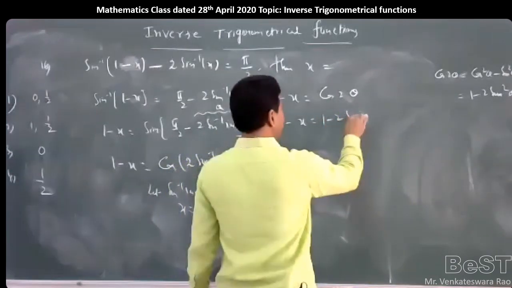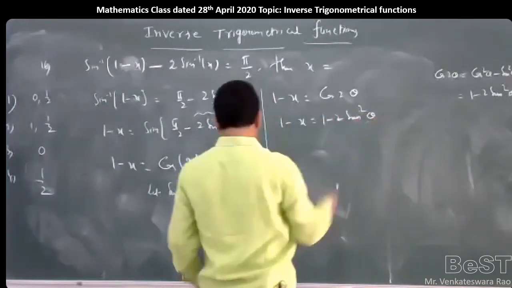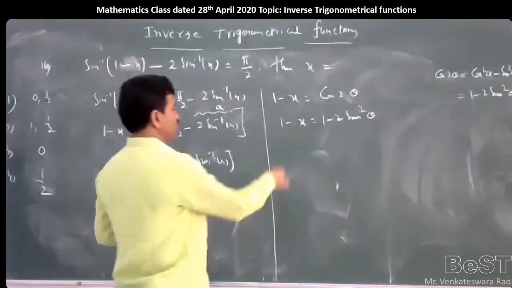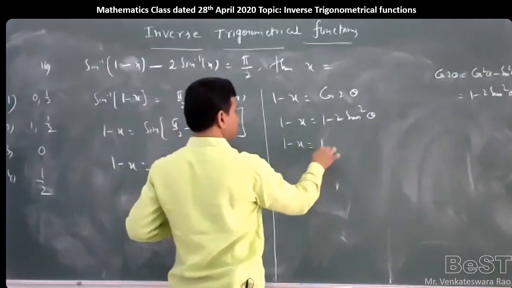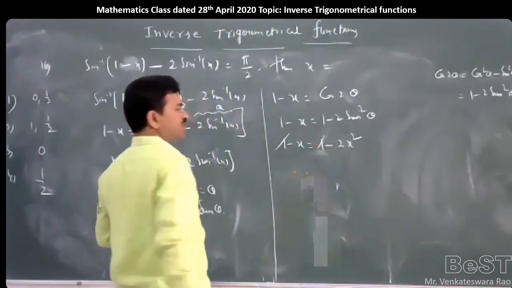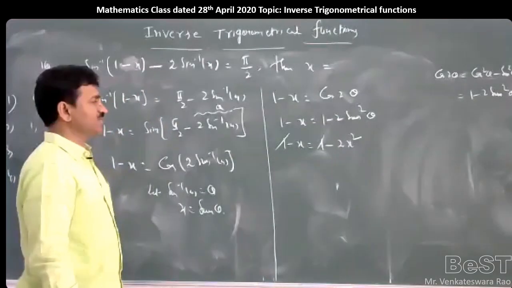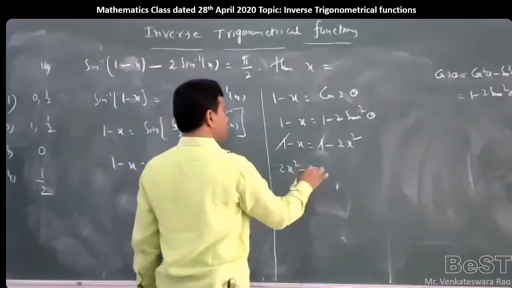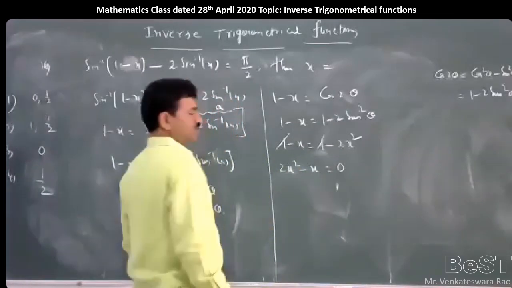1 minus 2 sin square theta. Why are we writing this? We know sin theta is equal to x. So 1 minus x is equal to 1 minus 2x square. The fixed value 1 on both sides we can cancel. Shifting 2x square to the left, 2x square minus x is equal to 0.